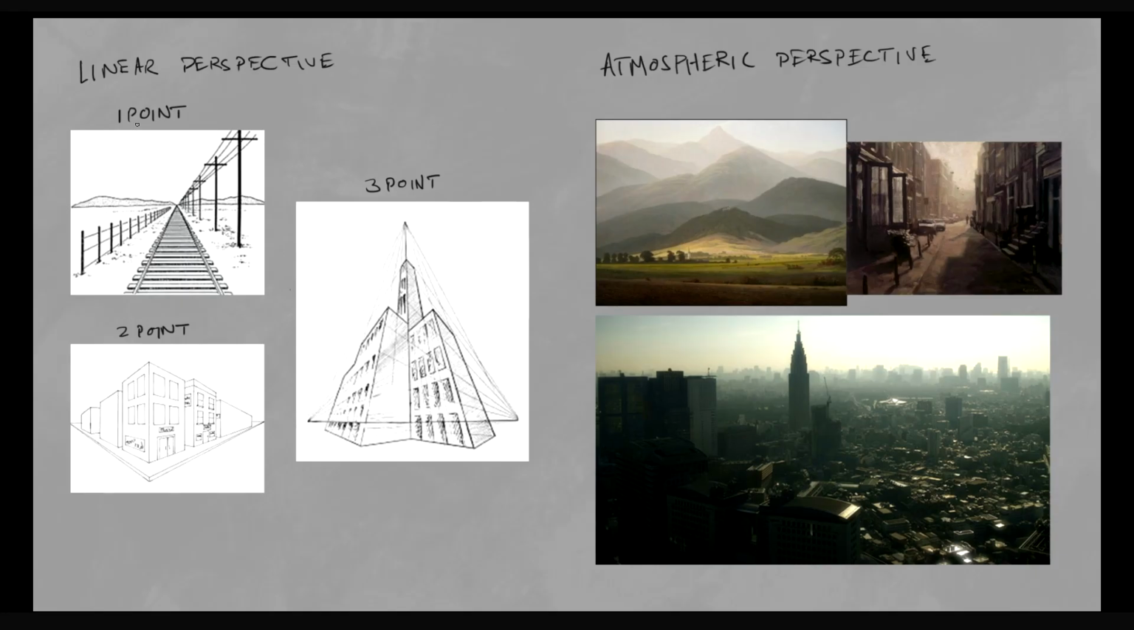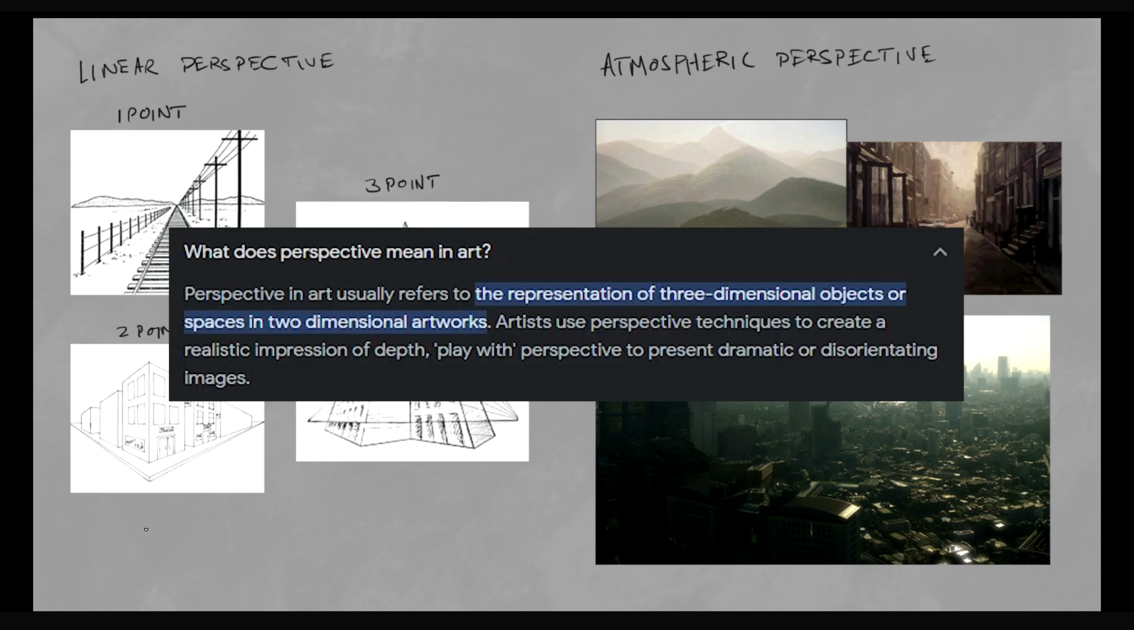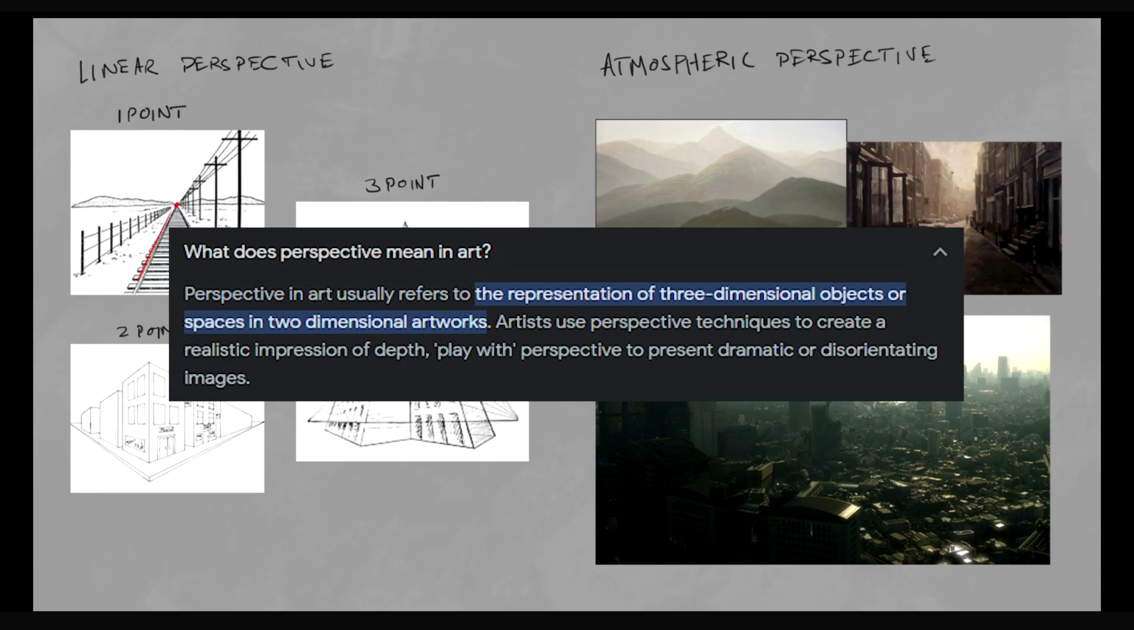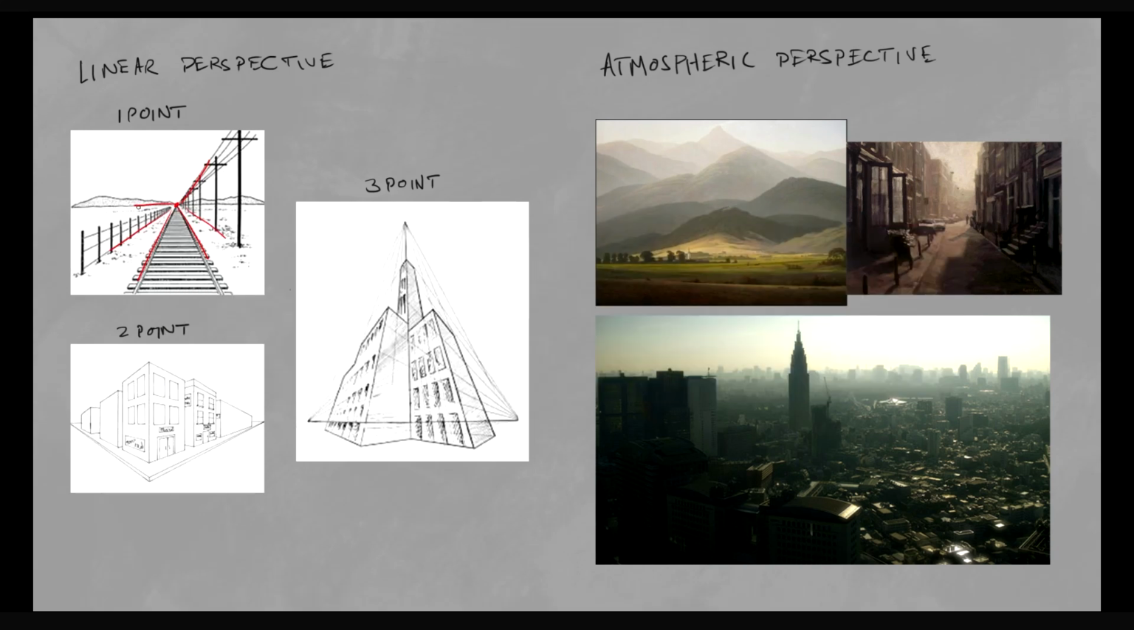Alright, so what is perspective? Perspective in art usually refers to the representation of three-dimensional objects or spaces in two-dimensional artworks. Now, there are two types of perspective. One is linear perspective and the other one is atmospheric perspective.